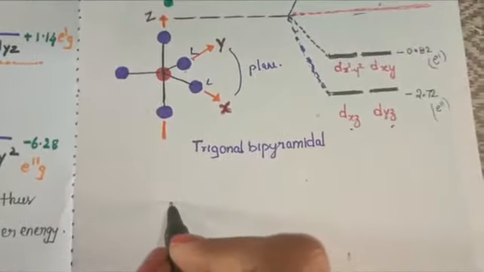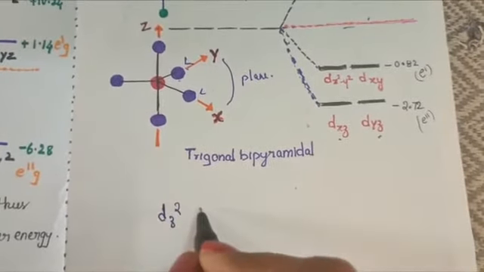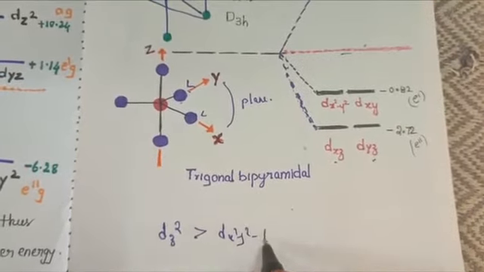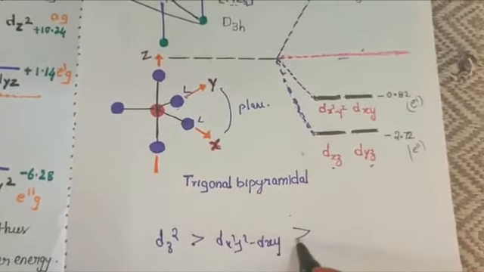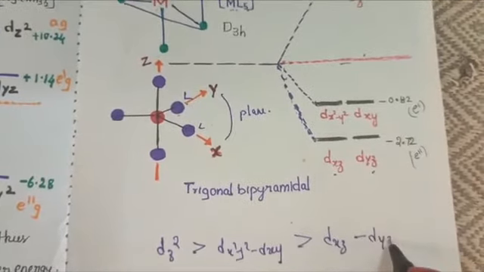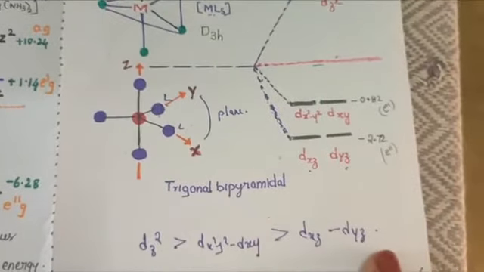So you can write the decreasing order of energy of the d orbitals as follows: dz square is the highest energy orbital. Next, you can write dx square minus y square and dxy, and dxz and dyz are the lowest energy orbitals in the trigonal bipyramidal geometry.